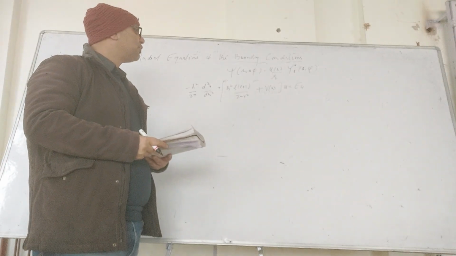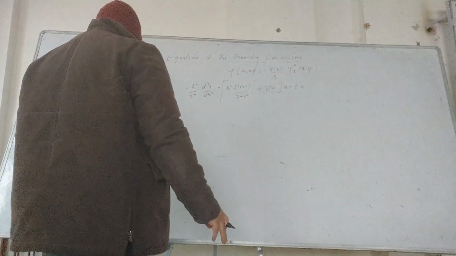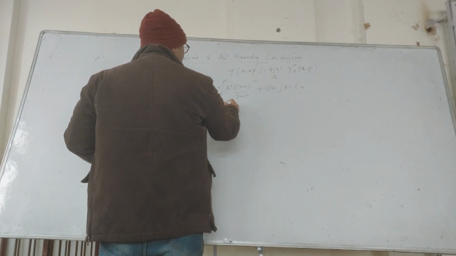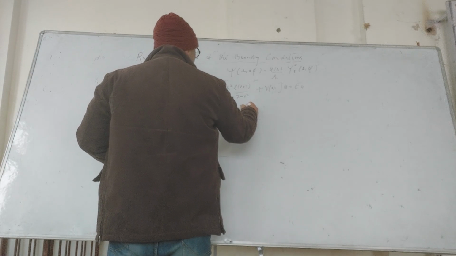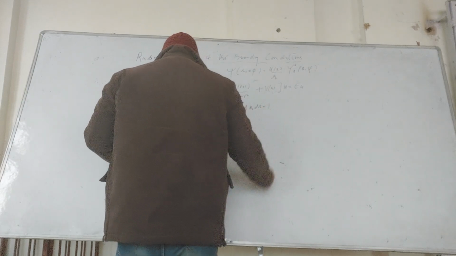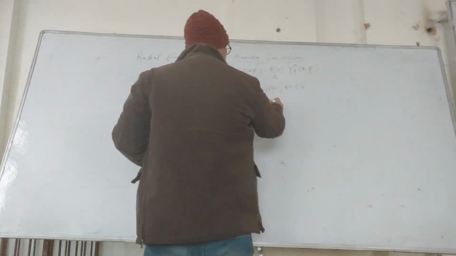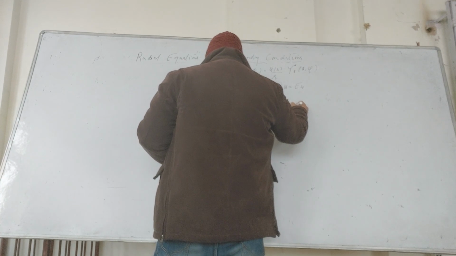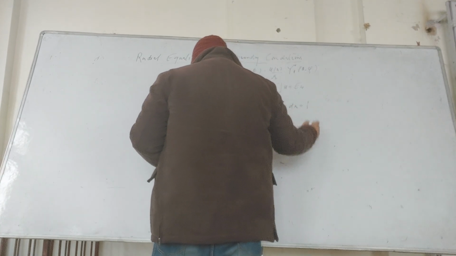So if it has to be normalizable, then in the case of spherical coordinates, it will be like this: the integral of psi star psi r square dr is 1, or from 0 to infinity u star u dr will come out to be 1.